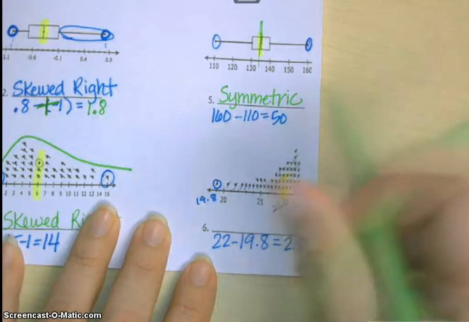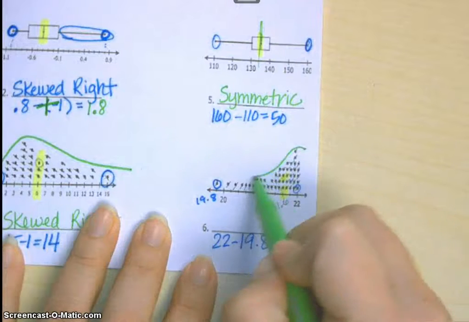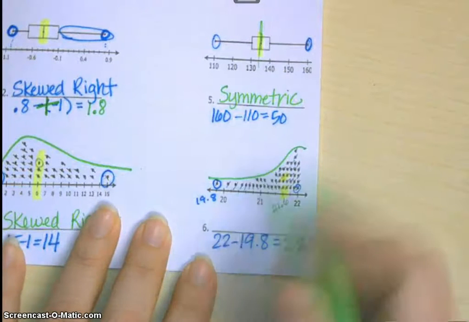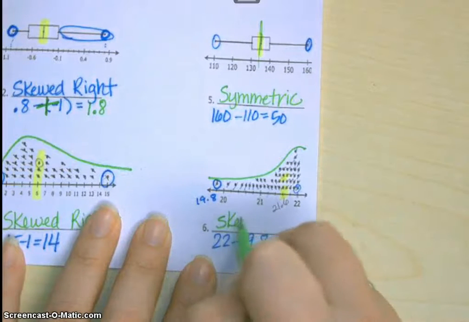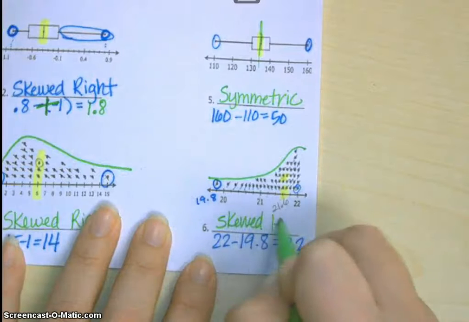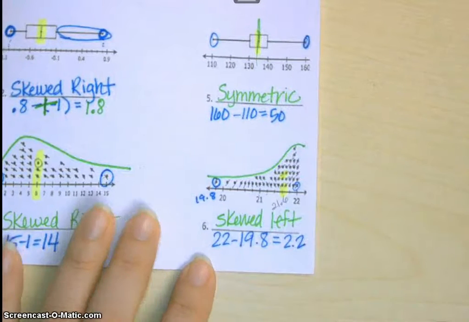Now we're going to trace it to see the shape. Remember the shape? I'd say it's pretty long on the left. So skewed left.